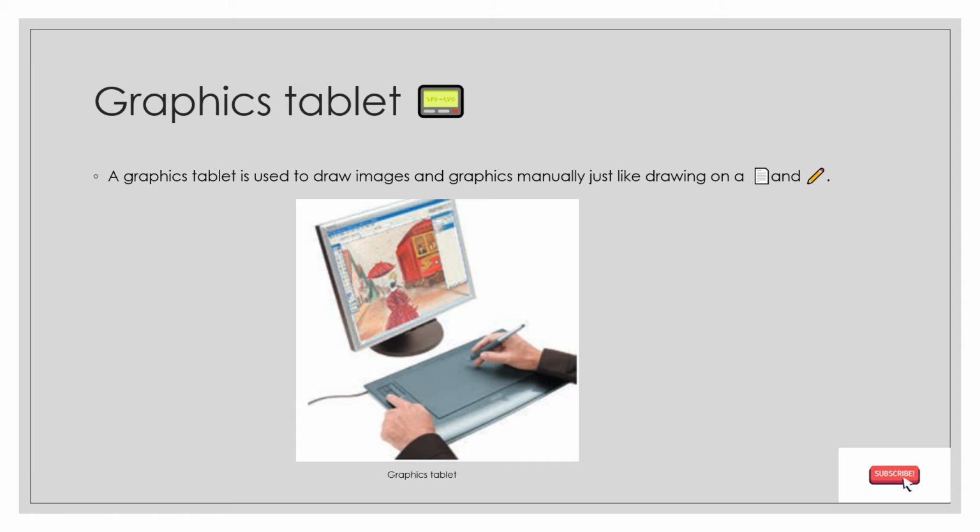Graphics tablet. A graphics tablet is used to draw images and graphics manually, just like drawing on paper with a pencil. Actually, instead of paper and pencil, I have put emojis. So as you can see, this is a graphics tablet.